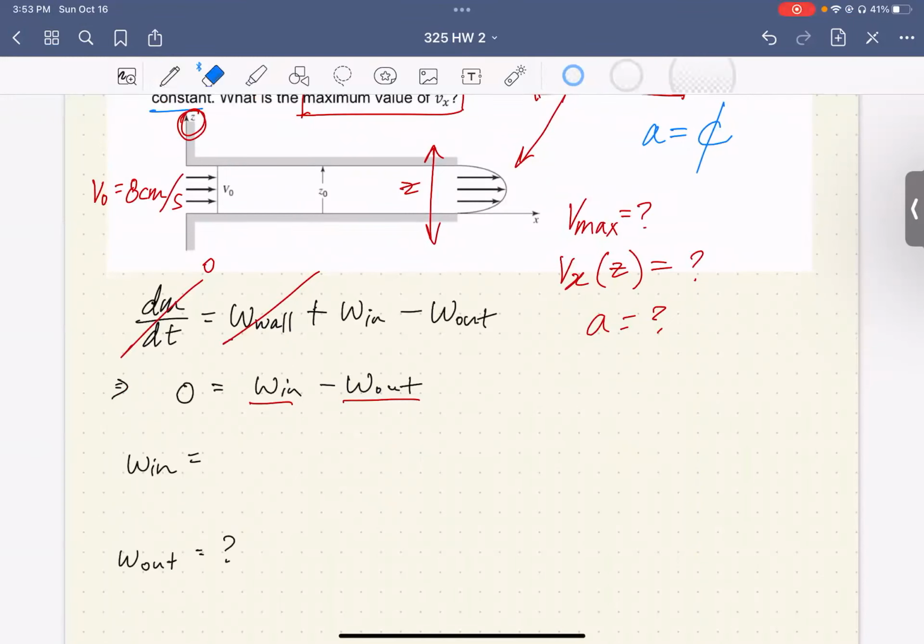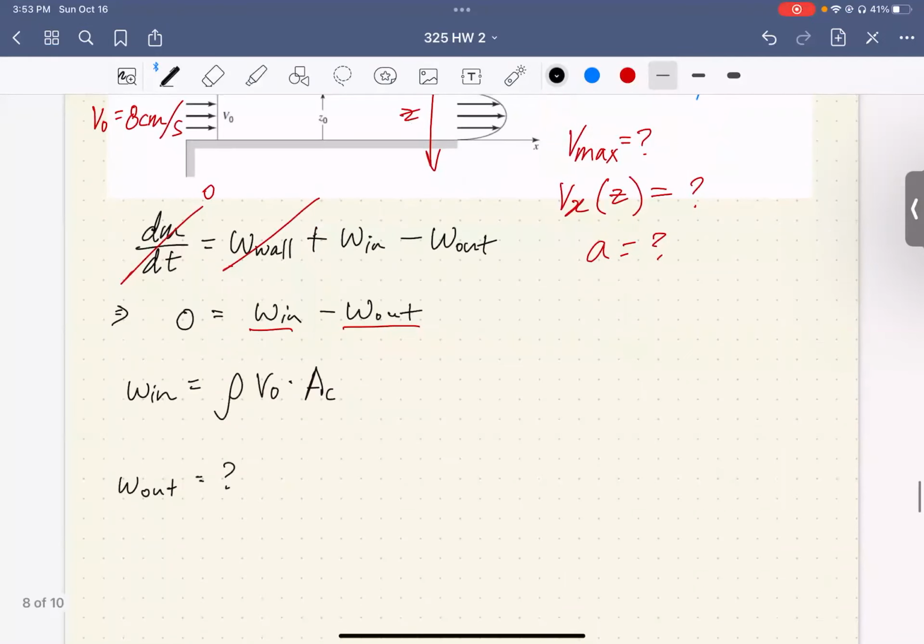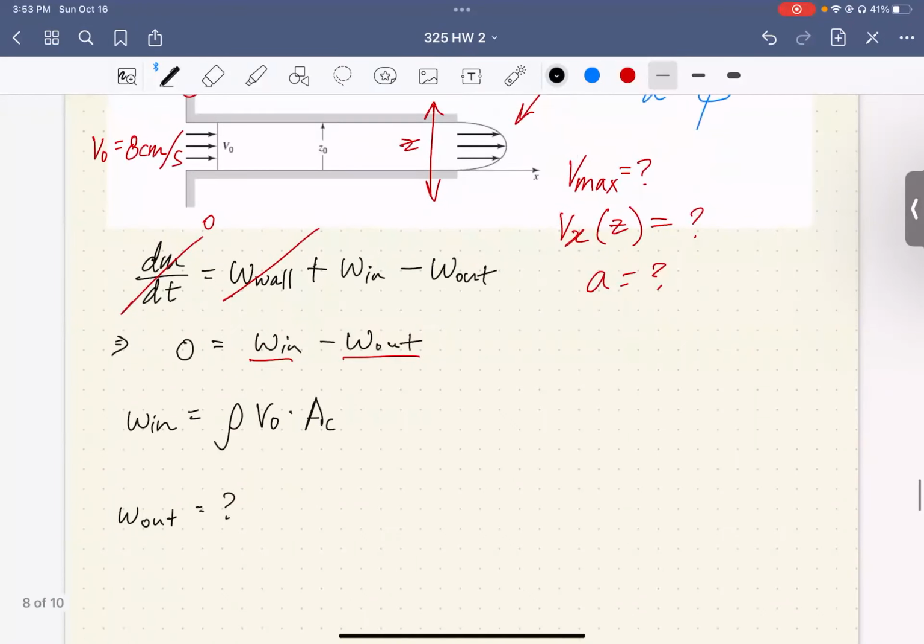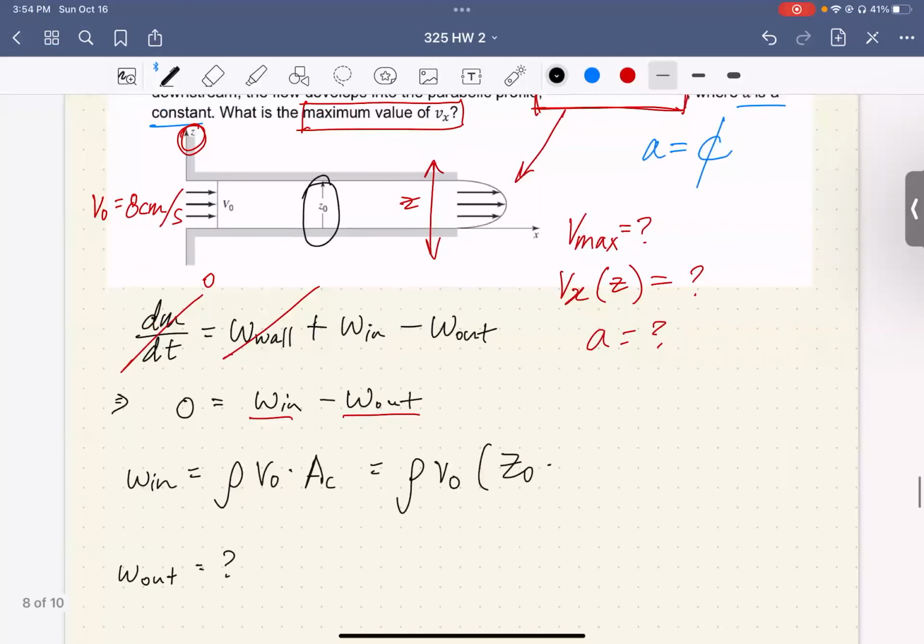So we can use our expression for Q. We have rho times our velocity times the cross-sectional area of flow. So we'll just write cross-sectional area right here for now. So we do know that the cross-sectional area is going to be the height of Z0, which is given right over here, Z0 times what? We're going to use W as an arbitrary width. So we're just going to assume that there's an arbitrary width W.